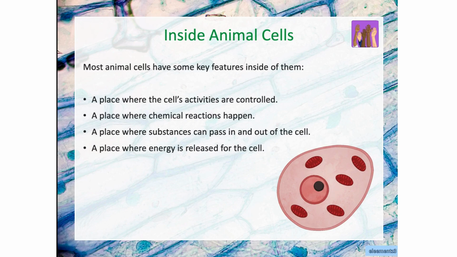Inside animal cells. Most animal cells have some key features inside of them. A place where the cell's activities are controlled. A place where chemical reactions happen. A place where substances can pass in and out of the cell. A place where energy is released for the cell.